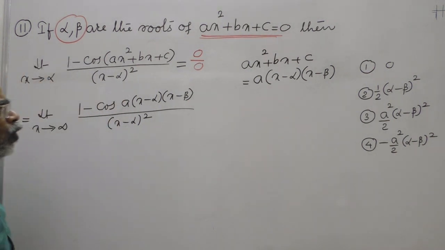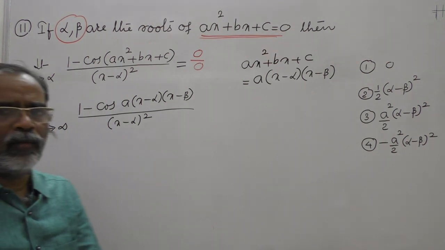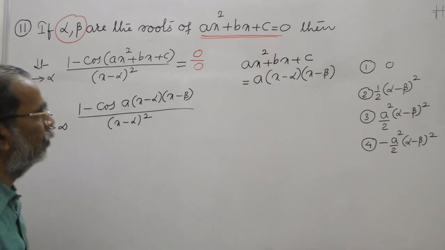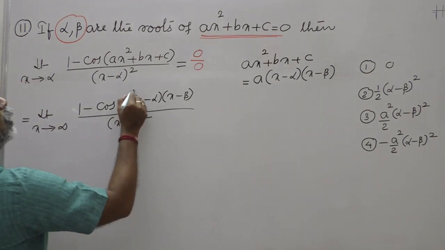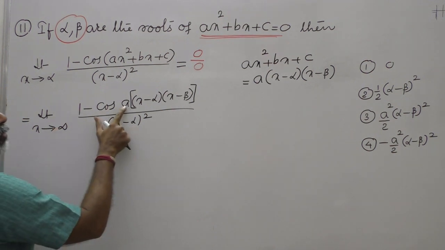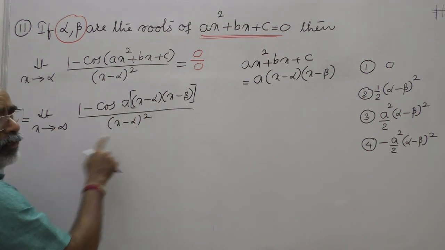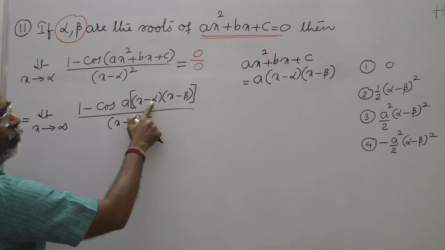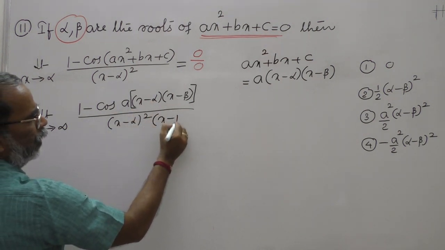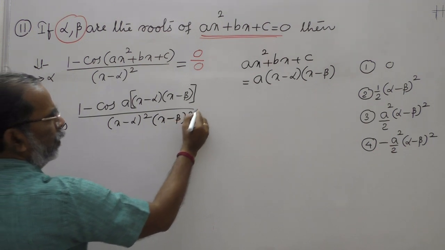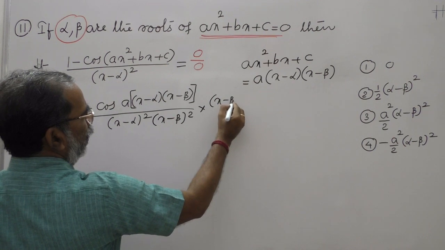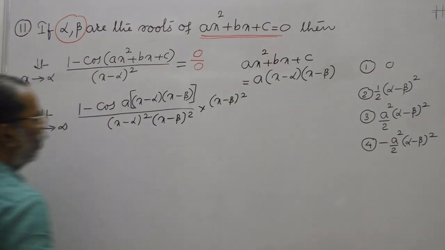So I am going to use the formula 1 minus cos ax by x square, we have a square by 2, I said. So I will suppose this is x. What is this? 1 minus cos ax by x square should be there. X square means x minus alpha whole square, also x minus beta whole square should be there. This is not there, no? So multiplying and dividing by this factor.